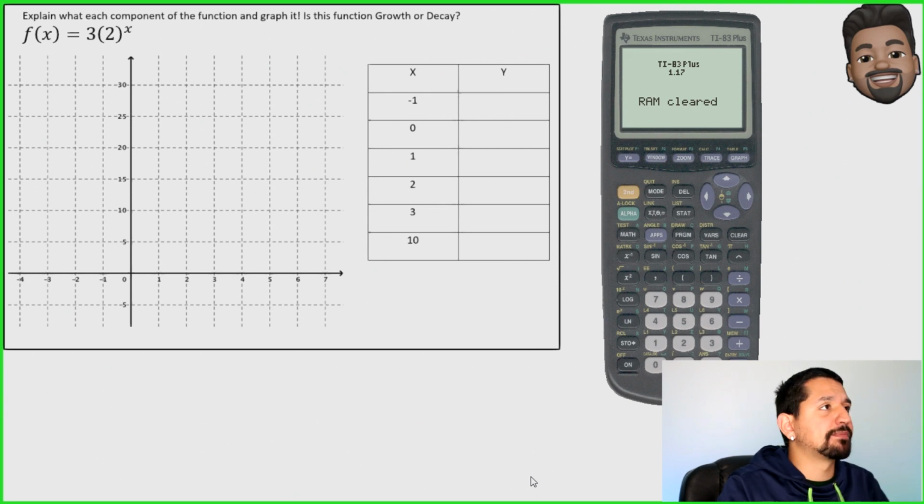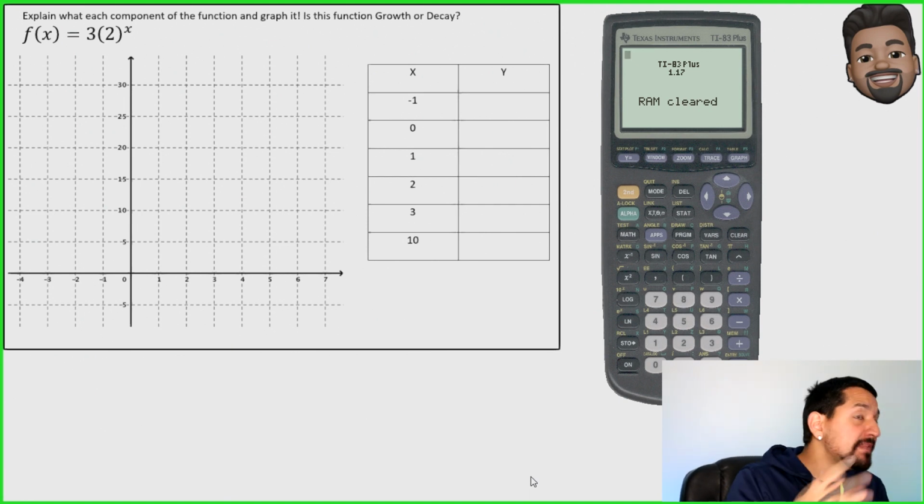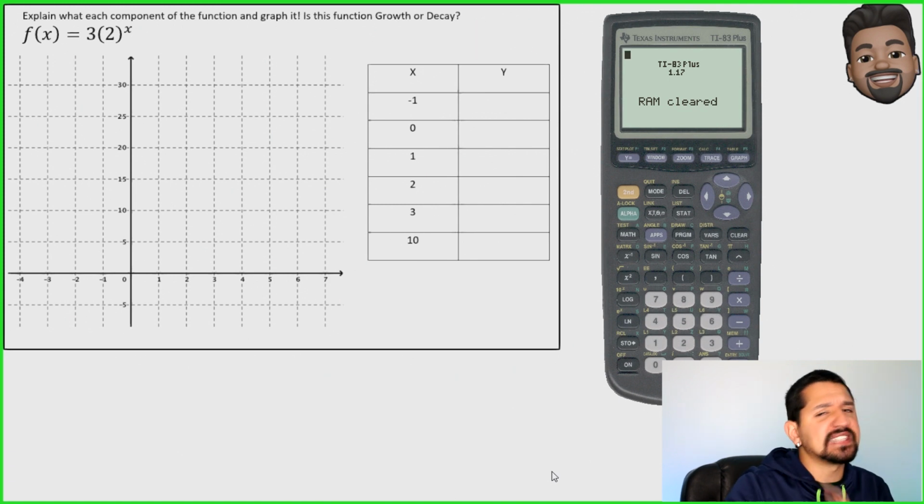In this next segment, we're going to introduce some new vocabulary, something that is called growth and decay, and the best way to do it is for us to do some graphing. So let's take a look at this question here. Explain what each component of the function is and graph it. Is this function growth or decay? And we're going to start to learn something called a growth factor and something that is called a decay factor. And it's actually something that we covered, but we just haven't defined it just yet.